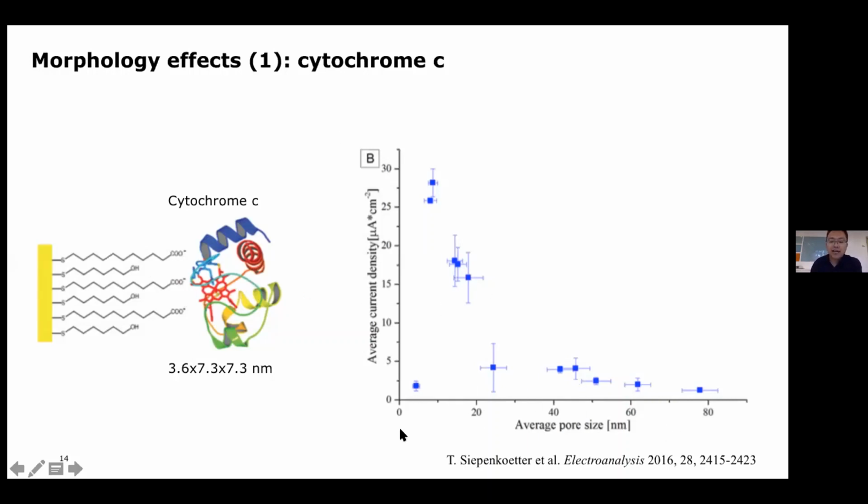And then Theo shows that there's a clear pore size effect. When the pore size is around 10 nanometer, which is somewhat larger than the size of the redox protein, it gives the highest redox signal. When the pore is too big, which means a smaller surface area, then the signal also decreases. But when the pore size is too small, when the pore is smaller than the redox protein itself, the response is also smaller. So here we see a clear pore size effect for the electrochemistry of cytochrome C.